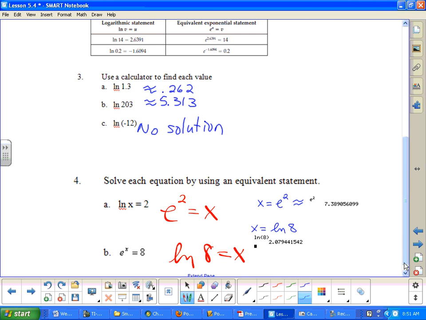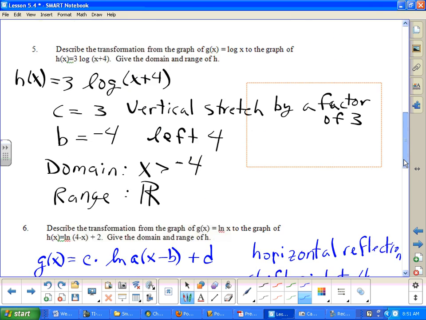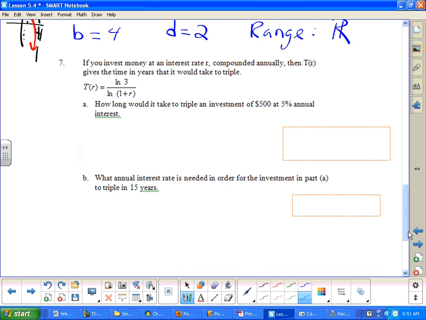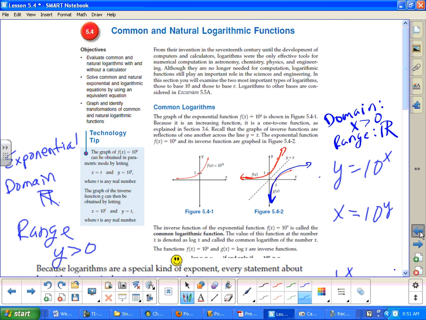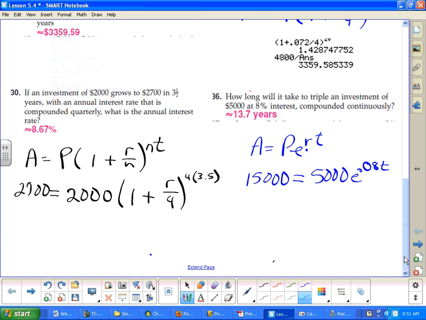Okay, here we go. It says, how long would it take to triple an investment of $500 at 5% annual interest? The only number we need there is 0.05. This formula only involves the interest rate. So back at the problem we did on number 36, all we needed to know was 8% interest. And I'm going to show you why.